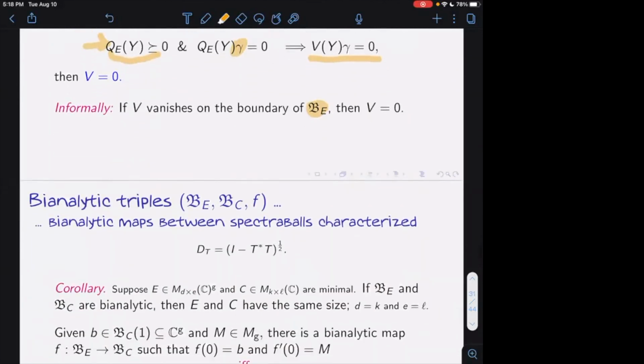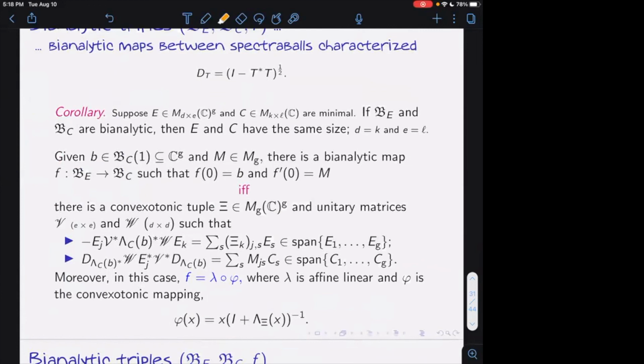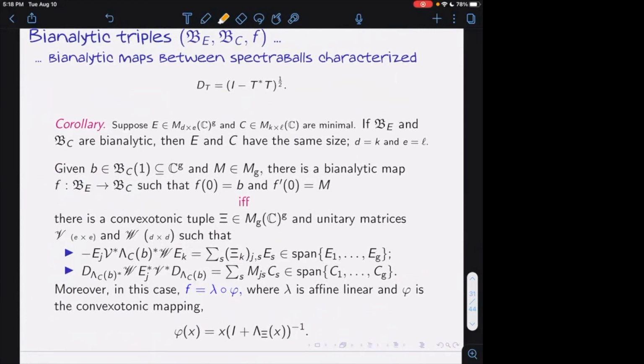Let me just, yeah, this is a lot, so I won't say a whole huge amount about it. But in the case where you're mapping spectral balls to spectral balls, they're completely characterized. If it's analytic from one spectral ball to another, then it's automatically convexitonic. But you can actually say quite a lot more. You can give more or less explicit conditions that tell you when that happens, just based on the data. You have the tuple E, you have the tuple C. There's an existence of unitary matrices V and W that would certify when this happens.